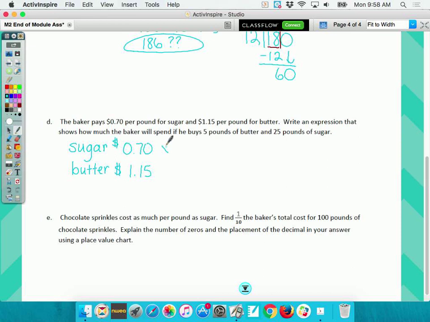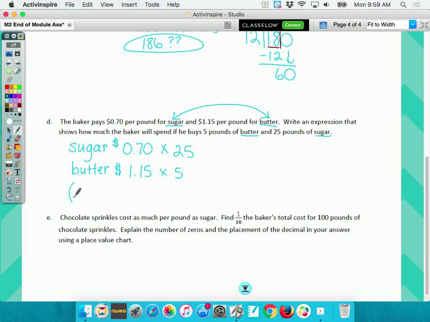25. Now what they did was they tried to mess you up. See how this says butter and sugar? Well, up here it says sugar and butter. So don't get fooled just because they're trying to mess you up. These are switched around, okay? So how many pounds of butter? 5, okay? So there's 25 pounds of sugar, 5 pounds of butter. All you have to do is write an expression. You don't even have to solve it.